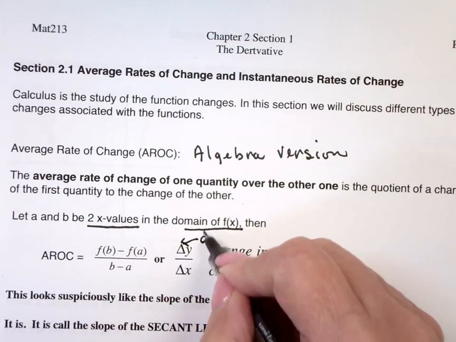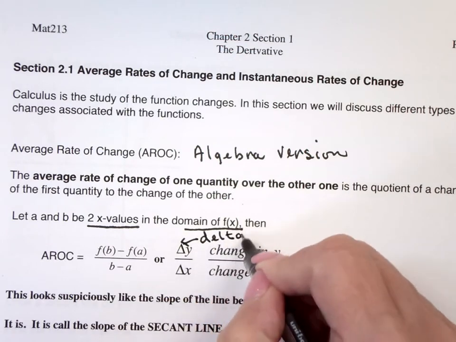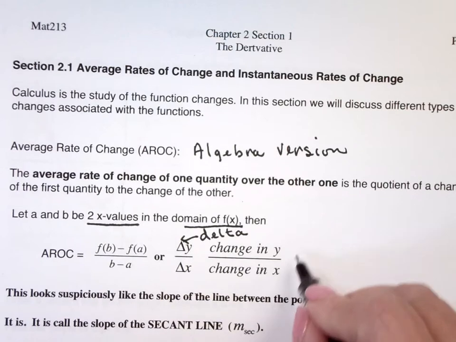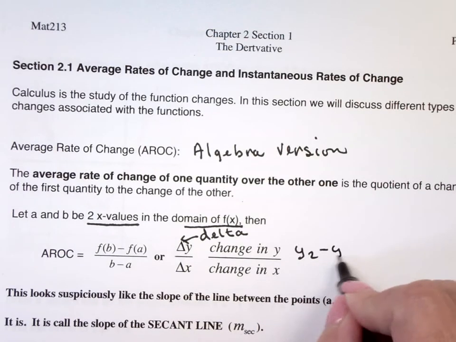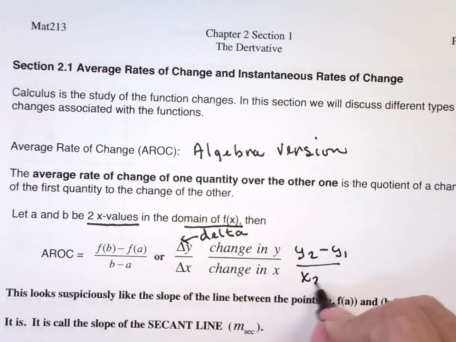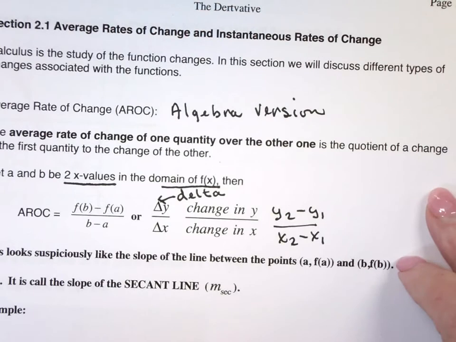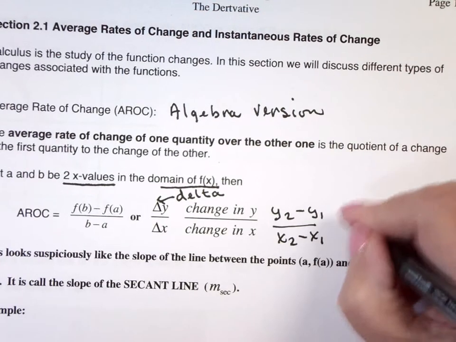Delta means change. Delta y over delta x, change in y over change in x. We also know this is y2 minus y1 over x2 minus x1. It's the old slope of the line. Slope of the line.